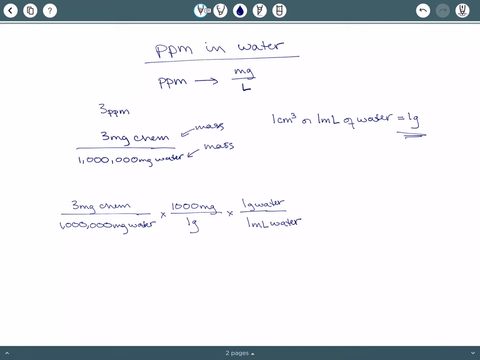But then you see up here that most people usually use liters. So we'll just do that conversion as well. So we know that 1,000 milliliters is equal to 1 liter. So then we can cross out all of these units, milligrams and milligrams, grams and grams, milliliters and milliliters, and we wind up with just the units that we want, the milligrams per liter. So then if you do out all that math, you end up with 3 milligrams per liter. So 3 milligrams of chemical per 1 liter of water.